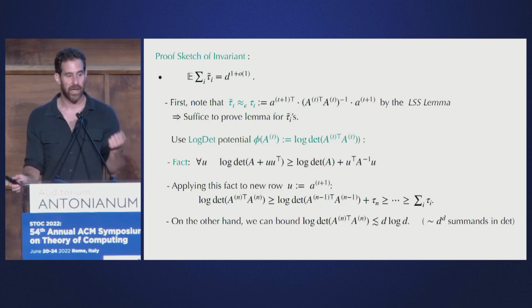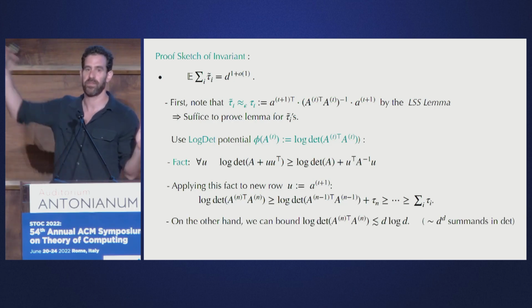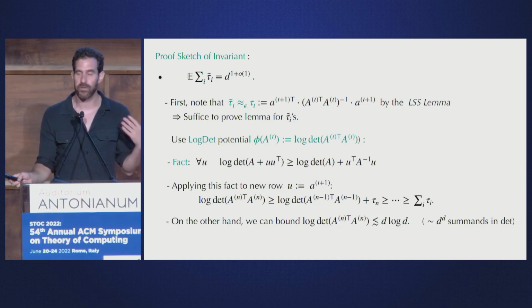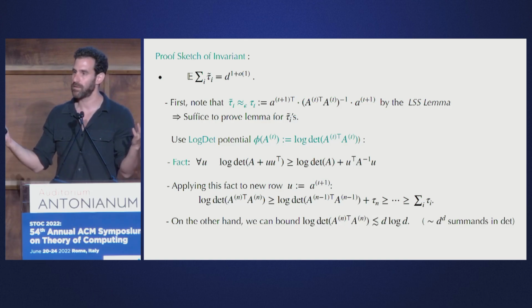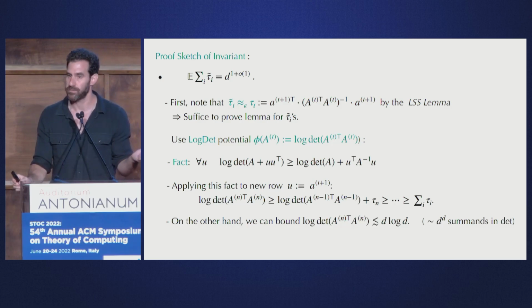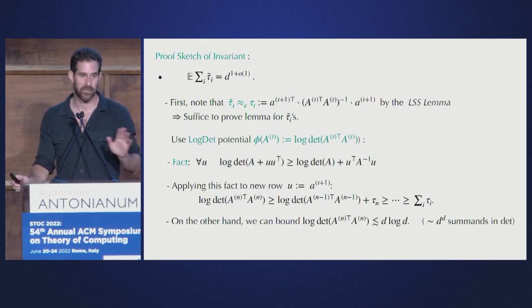On the other hand, how large can the potential be in the final iteration? Well, we're looking at the log of the determinant of a d by d matrix. How many terms does the determinant of a d by d matrix have? It has d to the d terms roughly, right? Like d to the d permutations. So log of that is roughly d log d. And that's it. That's the entire proof.